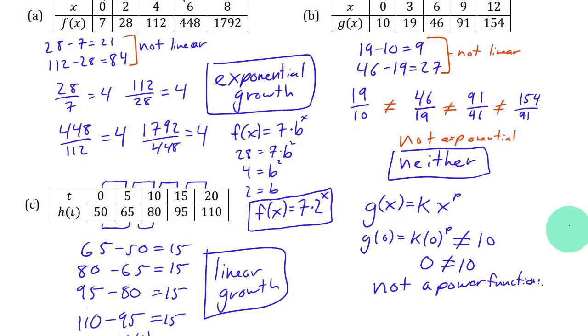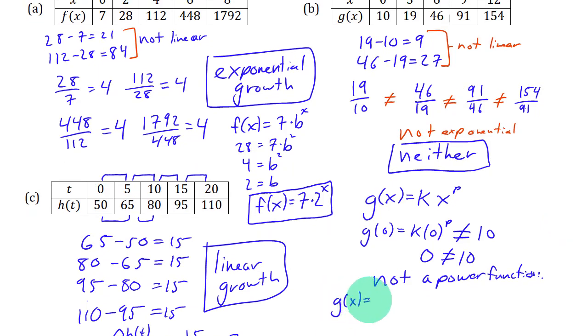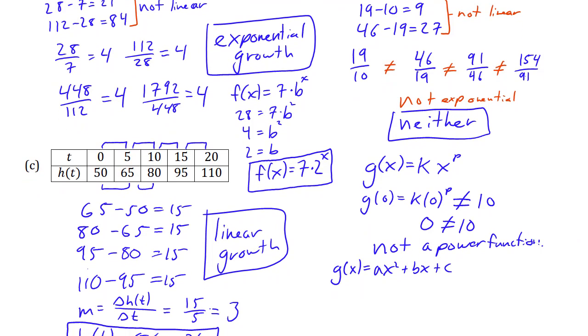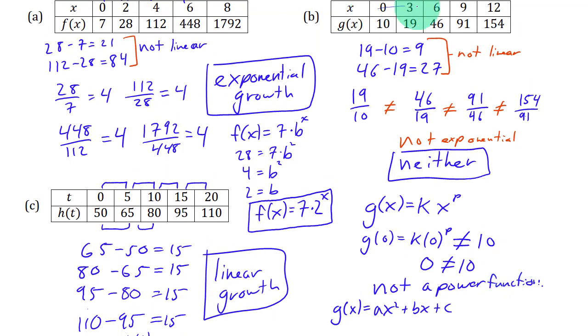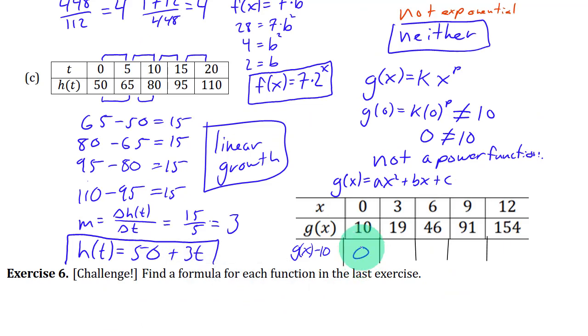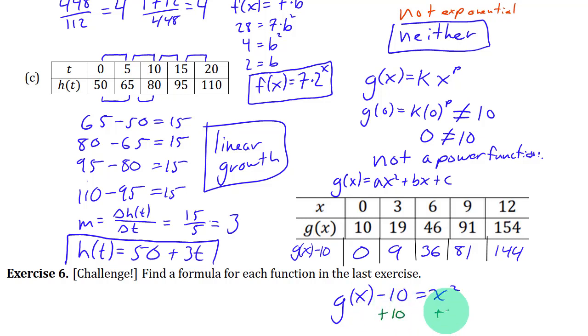Let's see, maybe it's a quadratic function? Like maybe it's g of x equals ax squared plus bx plus c. And I'm not going to go through the work of figuring this out here. I kind of noticed that if you take the 10 away, if you look at a table with just x and g of x minus 10, you'll get 0, 9, 36, 81, and 144. And I recognize those numbers as the squares of x. So I noticed that g of x minus 10 is equal to x squared. So the formula for g of x, you could add 10 to this and get g of x is equal to 10 plus x squared.